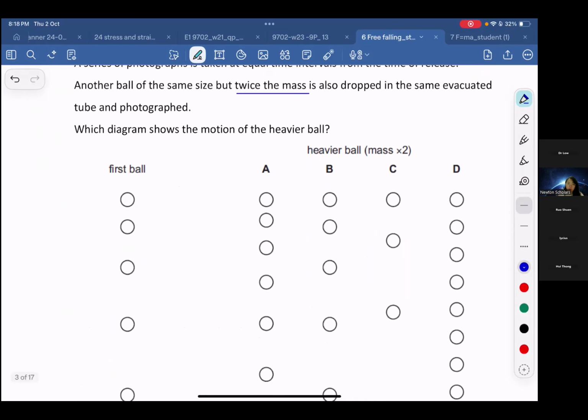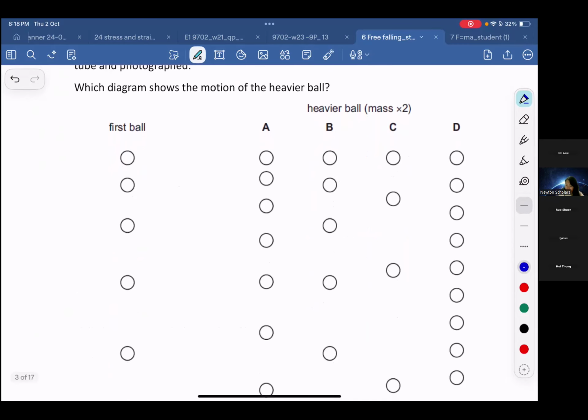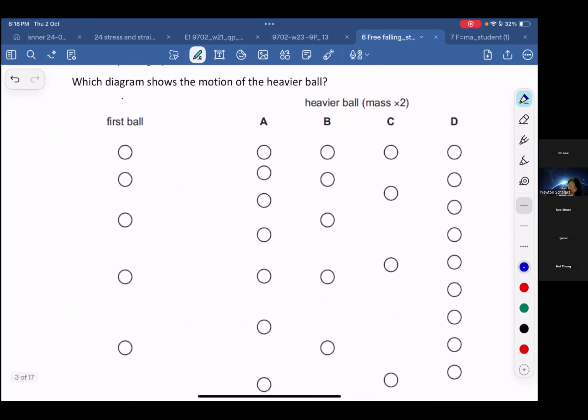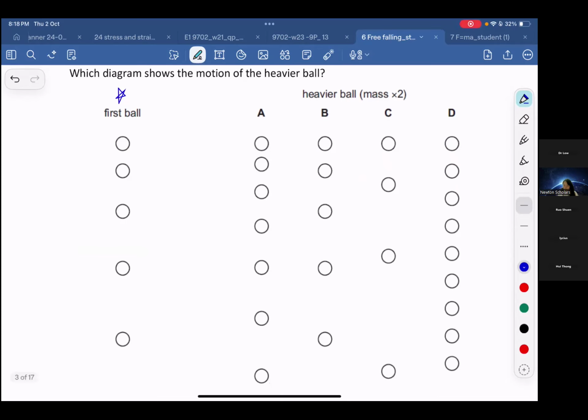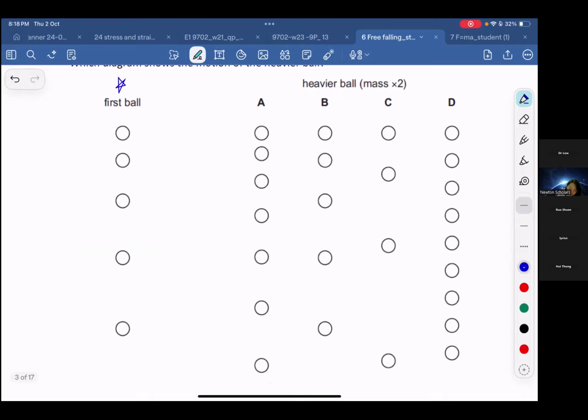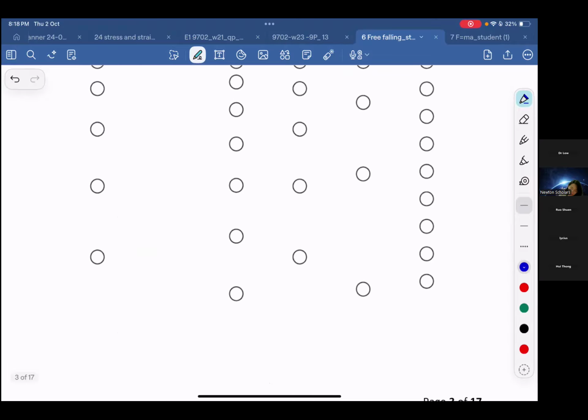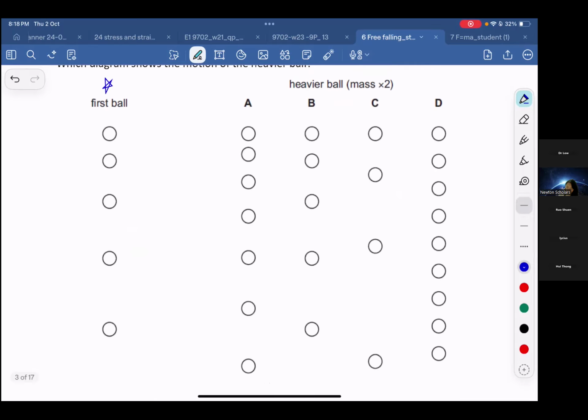Which diagram shows the motion of the heavier ball? This is the first ball, the reference ball. So they want A, B, C, D. Which one is the heavier ball? They drop in the same environment, which is the vacuum environment. So A, B, C, D.